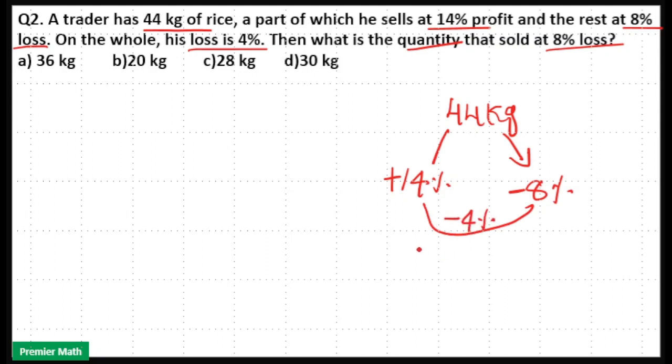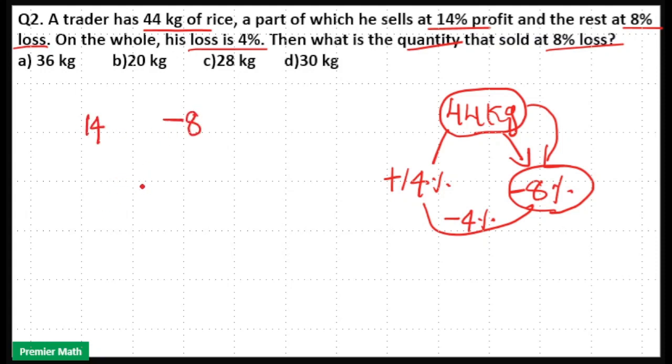That is negative. So here we use alligation method, but here we need to find out quantity that sold at 8% loss. Total quantity is 44 kilogram, out of which how much he sold at 8% loss. That is we need to find out. In alligation, use the initial numbers, that is plus 14 and minus 8. Then the result of these two processes, minus 4. That is 4% loss means minus 4.